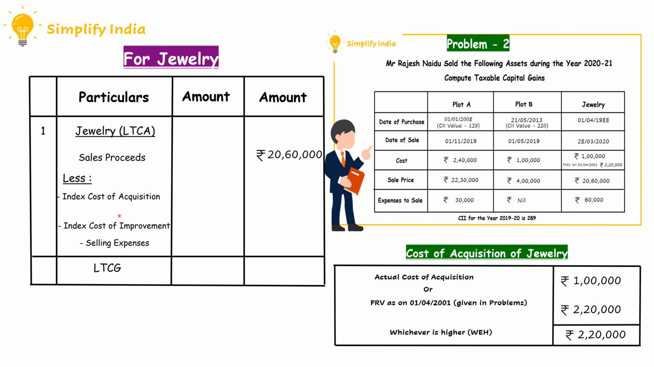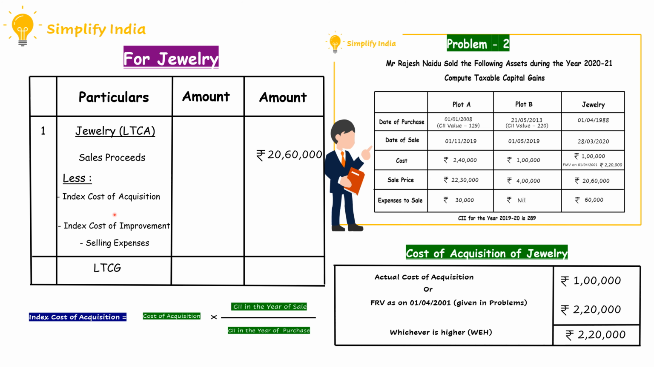for calculation of index cost of acquisition. So as we know the formula, index cost of acquisition is equal to cost of acquisition into CII value in the year of sale, that is in the year 2020-21 the CII value is 289, so we have to take it down, divided by CII value in the year of purchase. As we know, if the asset has been purchased before 1st April 2001, then the CII value will always be 100. So the index cost of acquisition will be rupees 2,20,000 into 289 divided by 100.